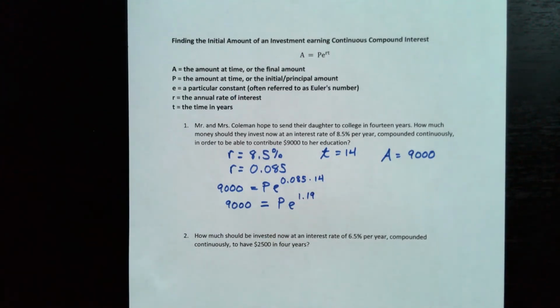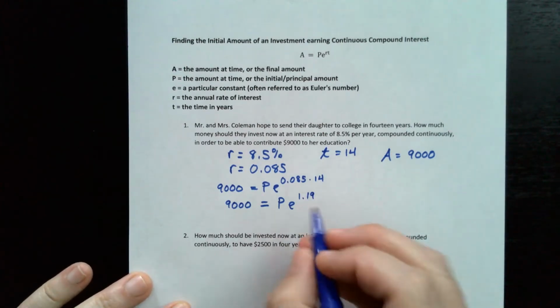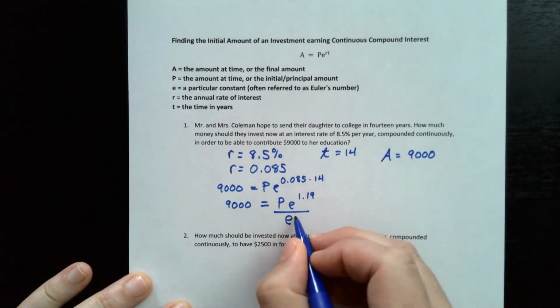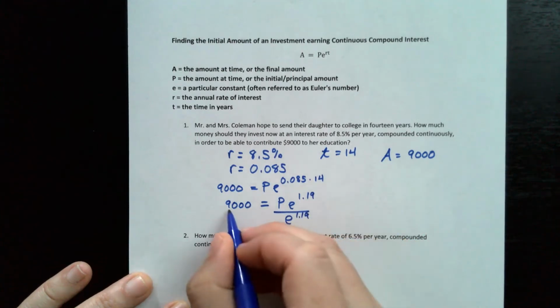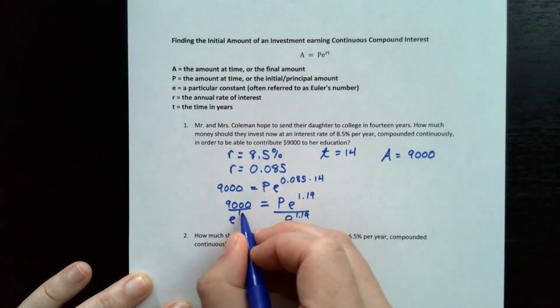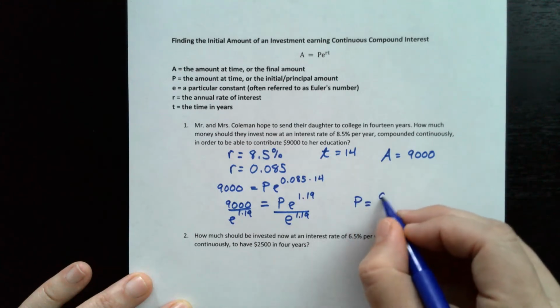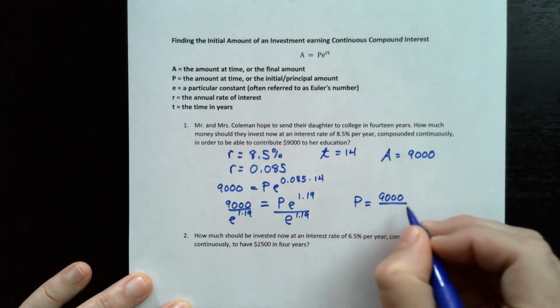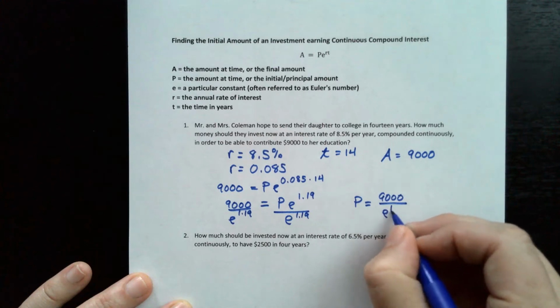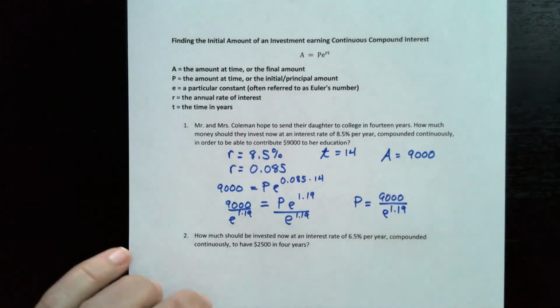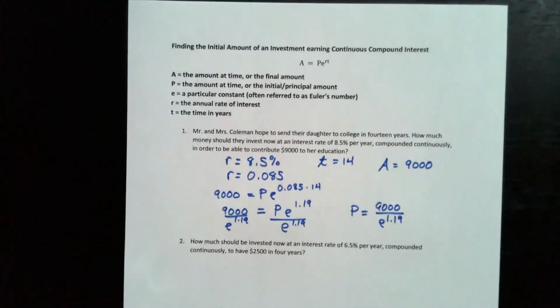You could type that in your calculator. But before we do that, let's go ahead and just get P by itself. So let's just divide by that on both sides. Divide by the e to the 1.19. So that gives us that P is equal to 9,000 divided by e to the 1.19. Okay, now this we have to take to the calculator.